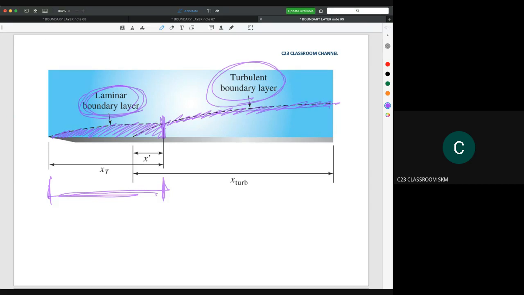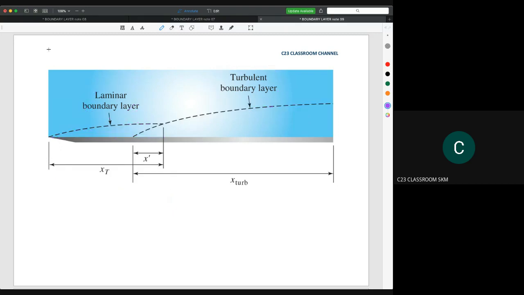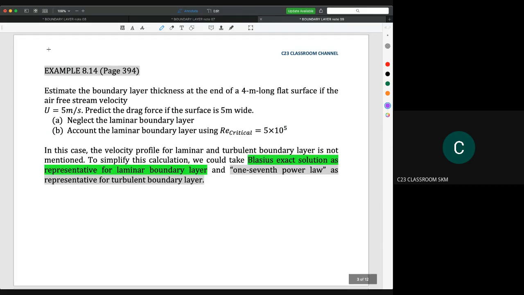So for condition number 3, we try to solve a problem where the laminar boundary layer cannot be neglected. To simplify this, I think it is better for me to use an example. You could get this example on page 394 in the Potter textbook. Estimate the boundary layer thickness at the end of a 4-meter long flat surface if the air free stream velocity is U equal to 5 meters per second, and predict the drag force if the surface is 5 meters wide.